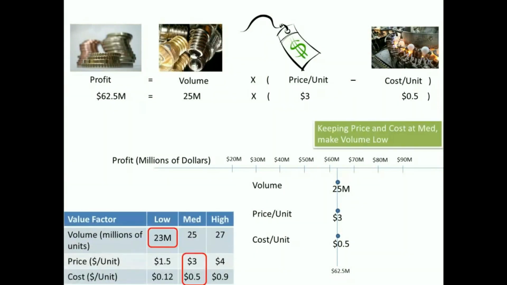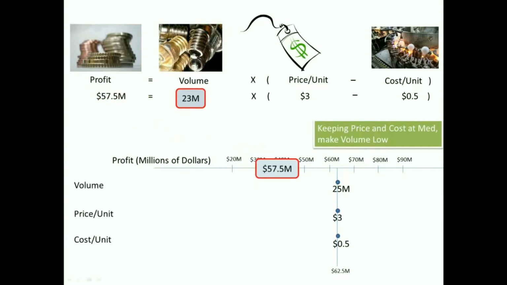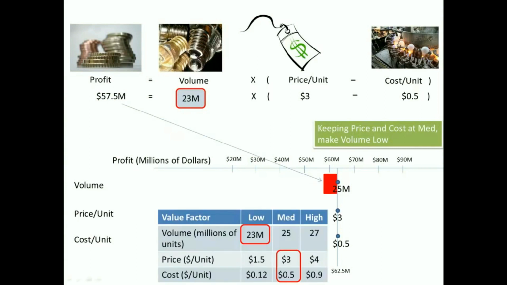Next, let's vary the volume to the low level and plug it into the equation and see what that does. We get a new value of profit, which we'll plug into the graph there with the red bar. Now we'd also like to label this so that we know what happens to the volume to make it go down to 57.5 million. So we put the 23 million label on the left side of this bar.